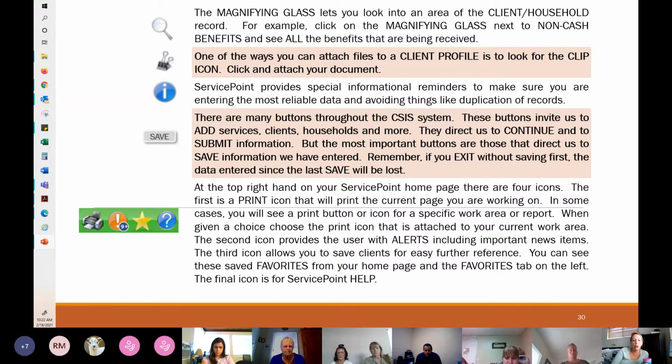And then your blue question mark is ServicePoint help. Feel free to contact myself or Amy for any ServicePoint help inquiries. We are here to assist you in all of your questions. Please do not hesitate to call. We are your ServicePoint help. That's what we're here for.